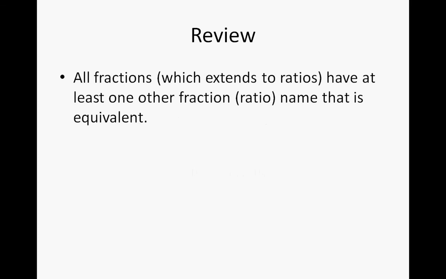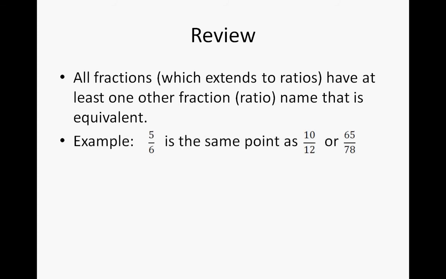So again, let's review. Remember that all fractions, which extend to ratios too, which we've been talking about pretty exclusively here, have at least one other fraction, or ratio if we're talking about ratios, name that is equivalent. So that goes back to the triple FP, the fundamental fact of fraction pairs. There's always a value that has several fraction names to it, depending on how you partition that segment, and then it just affects how many copies you have.